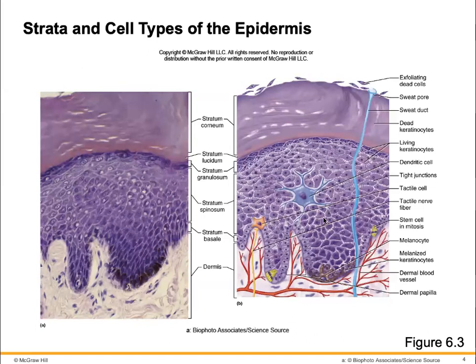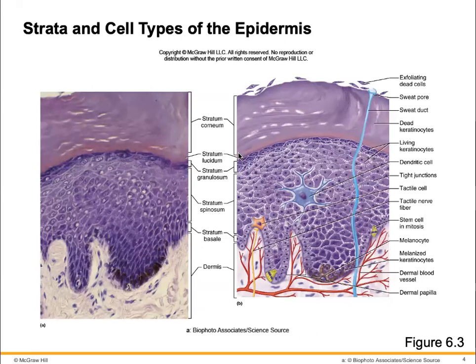As we keep going towards the surface, we get to this layer referred to as the stratum granulosum. The stratum granulosum is typically only a couple layers of cells thick, and it has a darker appearance because of essentially the granules in them that produce the keratin. This particular layer definitely has that darker appearance, and it's because you can see protein granules in it.